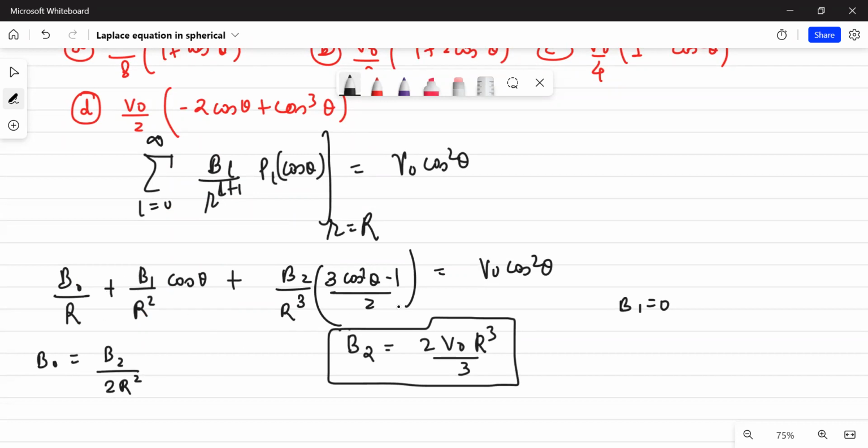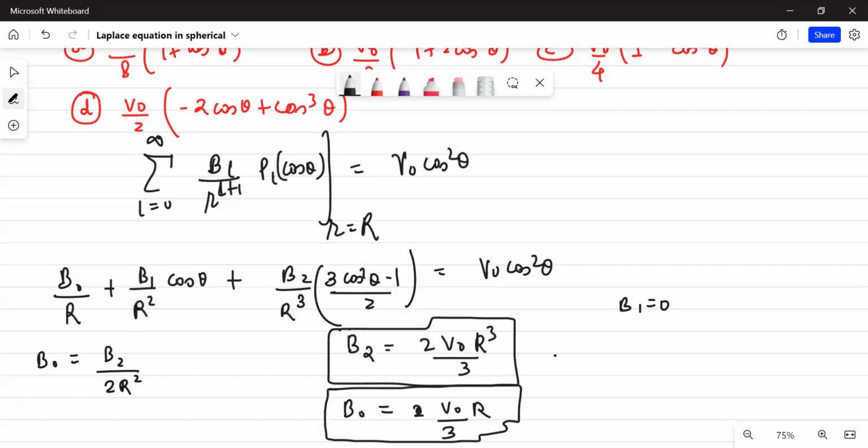Is that clear? Because see, the constant term would be 0. So you know your B naught also. B naught would be equal to what? B naught will be equal to 2. No, the 2 will also go away. Then this will simply be B naught upon 3, and then there would be some R. Is that clear? I mean, this is fine. We have found B naught and B2.